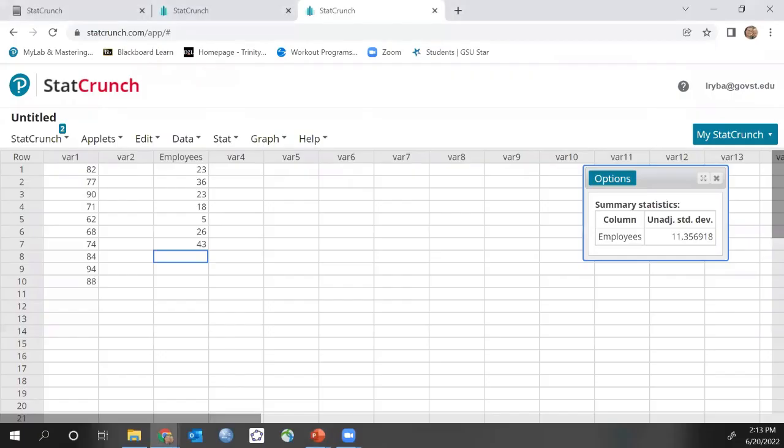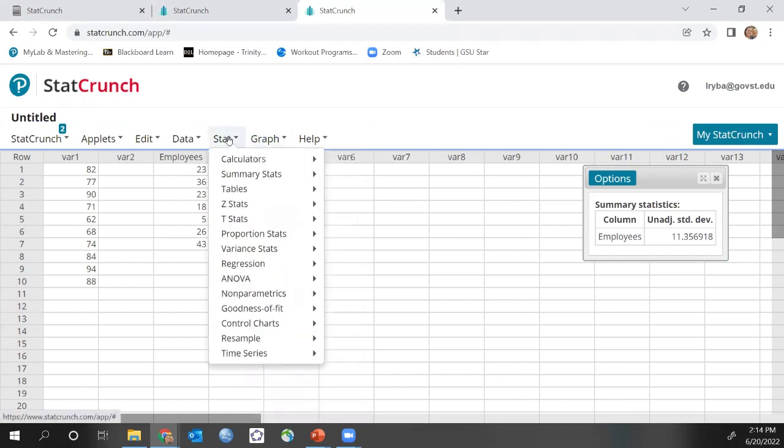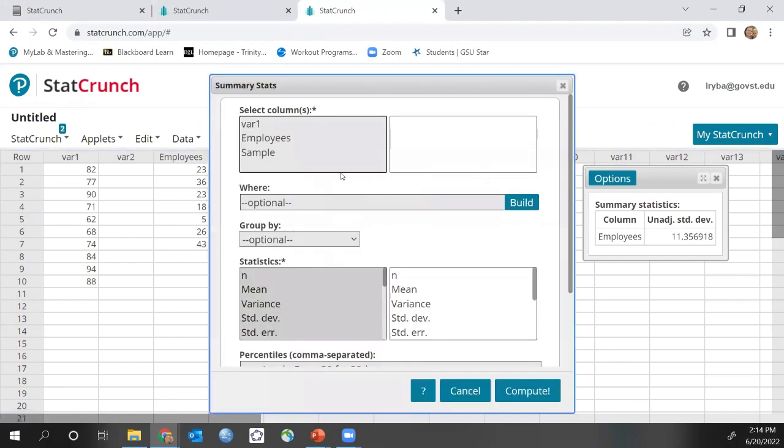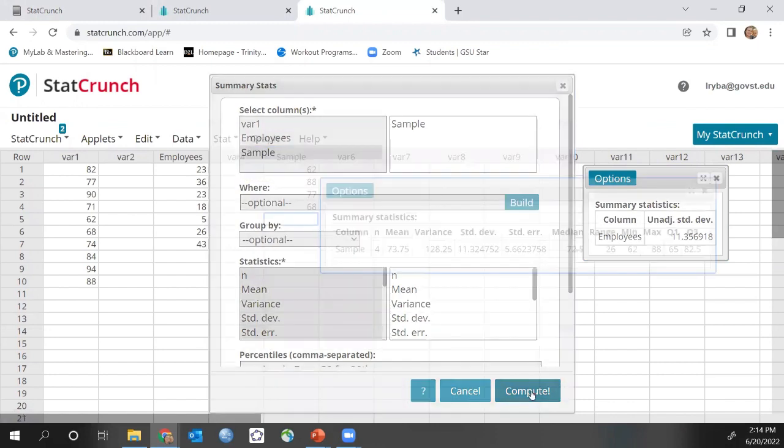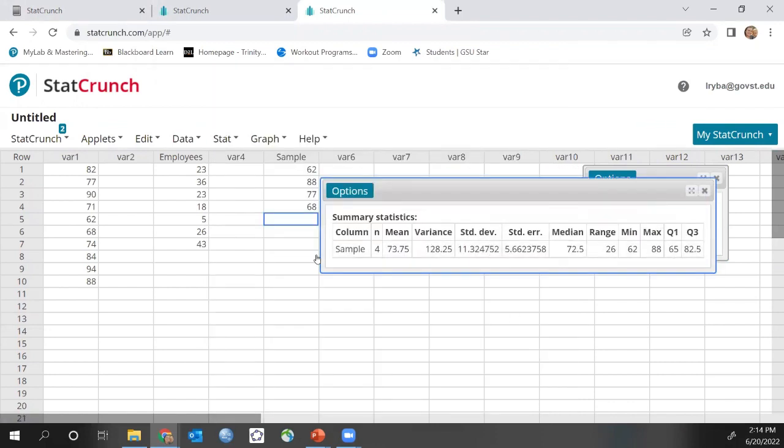Okay, so sample. I'm going to go to my page here so I can see my scores. So we've got 62, 88, 77, and 68. This one is just under regular summary stats. I don't have to do anything special. Stat, summary stats, on my column. Click sample, and this is the standard deviation that is going to go up here, okay?